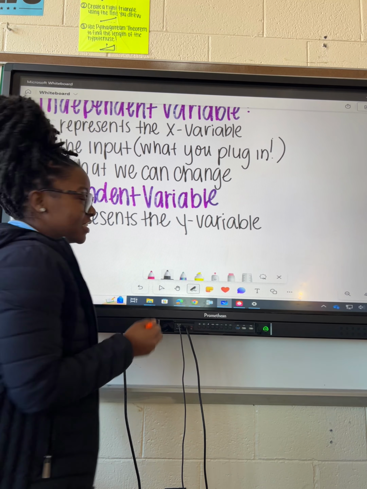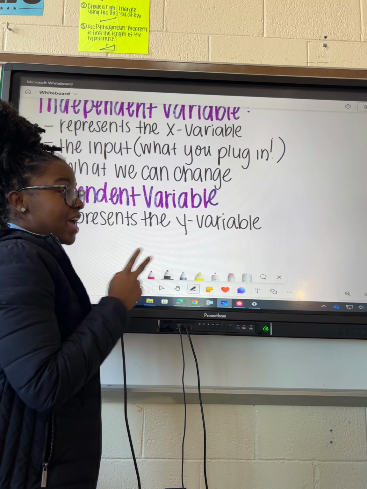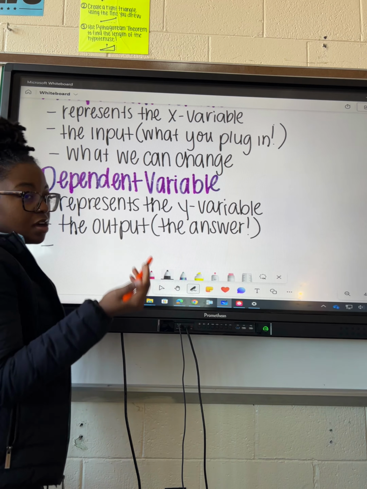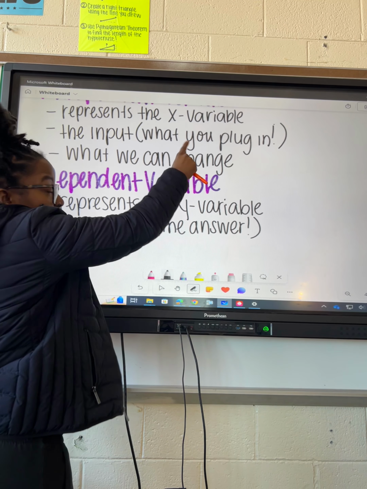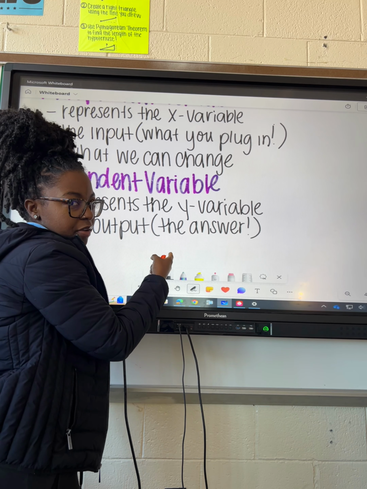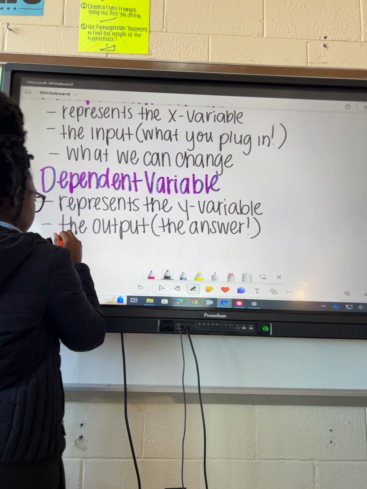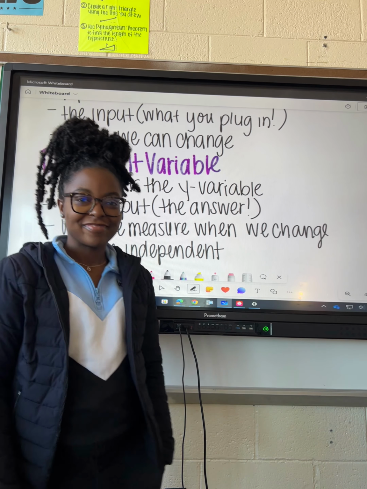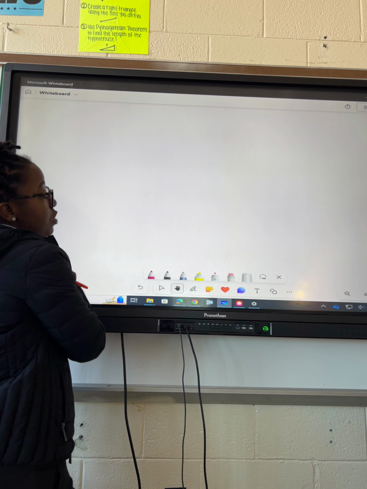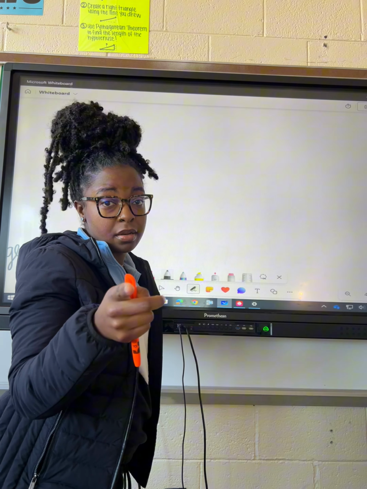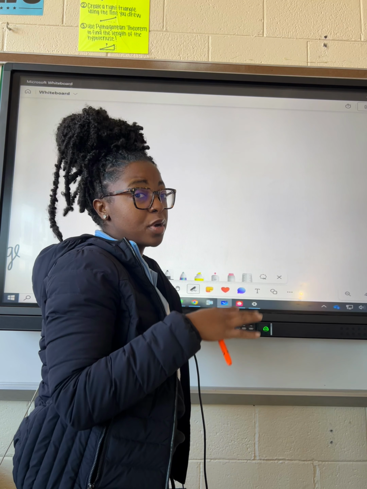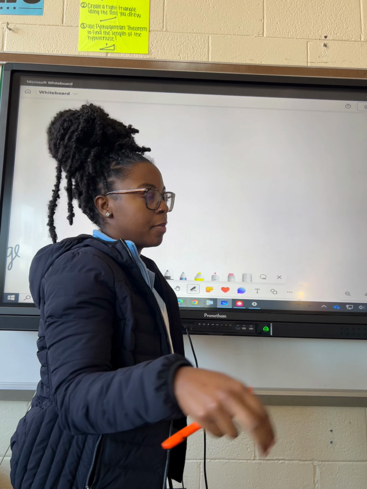The dependent variable is also the output, so what we get or the answer. And then it's also what we measure. So when we change the independent variable, what happens to the dependent variable? So what we measure. That's it. That's today's lesson for real. You don't have to take these notes. You can, but I have note sheets for you that we're gonna do Monday. So just make sure you understand now so you can do the assignment.